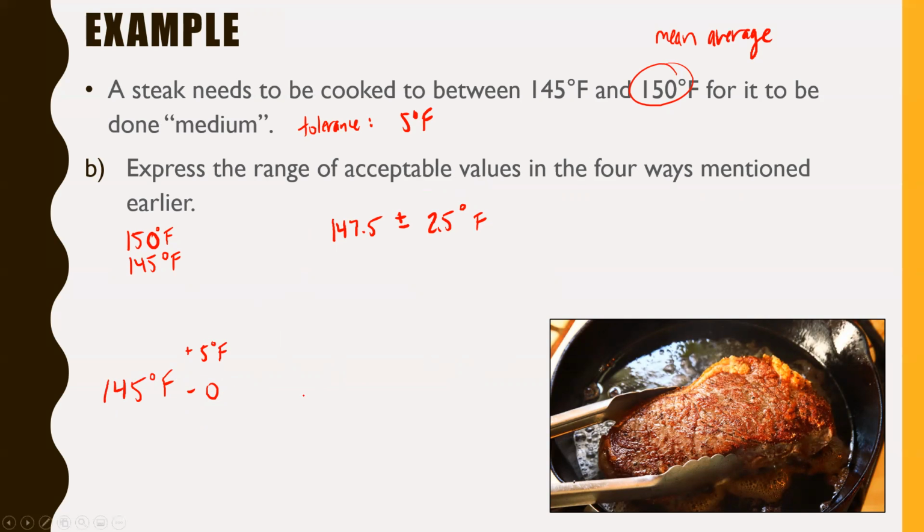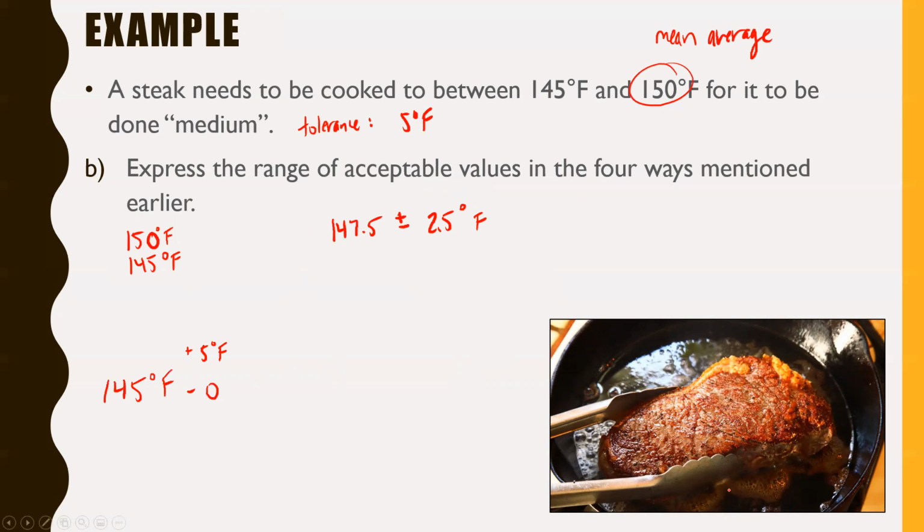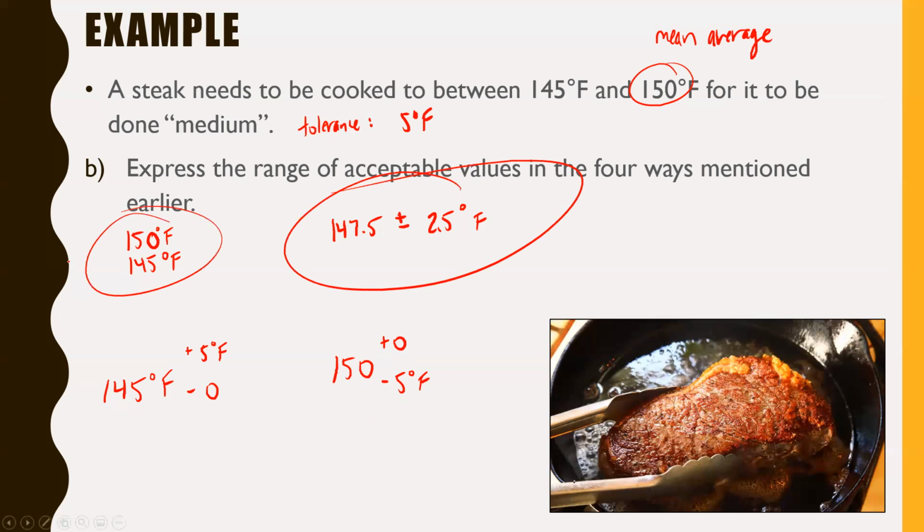The final way, almost the exact same. I'll go back. It's almost the exact same, except it's your maximum value plus 0 minus your tolerance. So to write that, maximum value is 150 plus 0 minus 5 degrees Fahrenheit, right? So this means you can go up by 0 or you can go down by 5. That's your whole range. Those bottom two, I think, are really silly. I don't like using them. I love this one. And then this one's also pretty clear as well. Basically, whatever floats your boat.